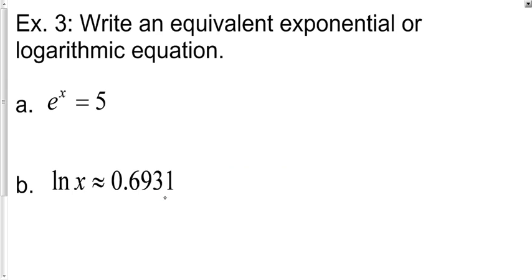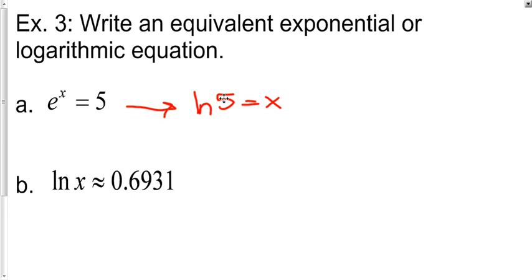Okay, so now let's write an equivalent exponential or logarithmic equation. In part A, we've got e to the power of x equals 5. We want to rewrite this using logs, using ln. So how can I transfer this into a logarithm? Well, my base is e, so it's a natural logarithm, ln of 5 equals x. Remember that your logarithm is always going to equal the power, so the ln of 5 equals x means the same thing as e to the power of x equals 5.